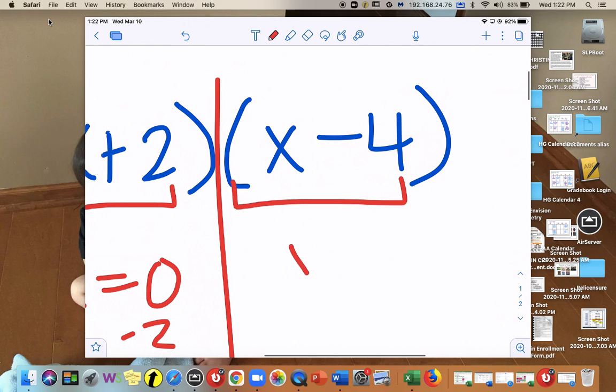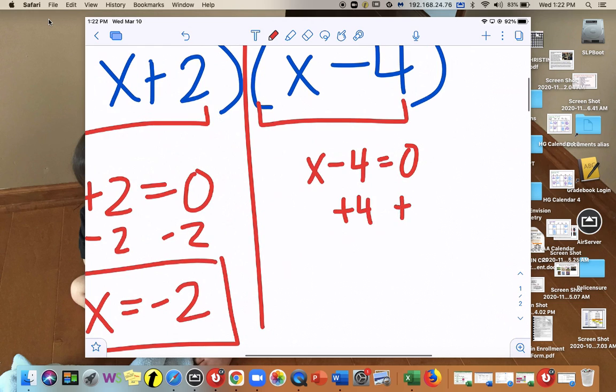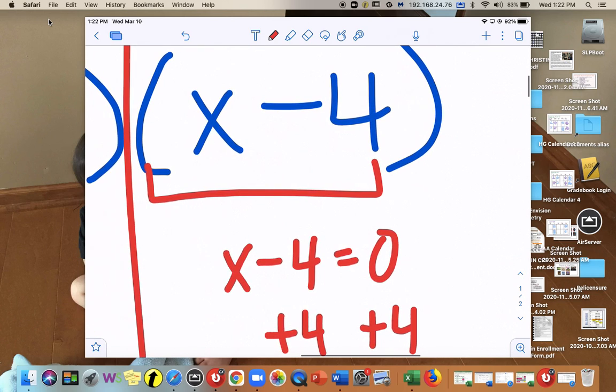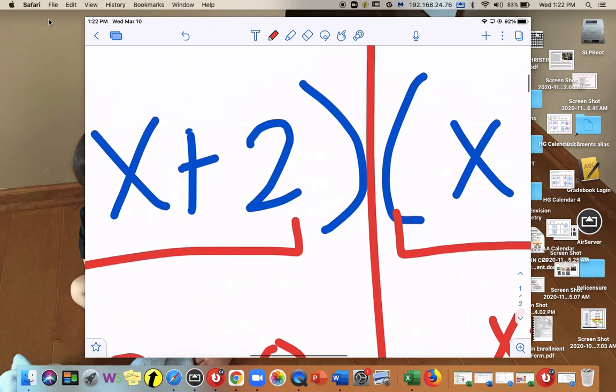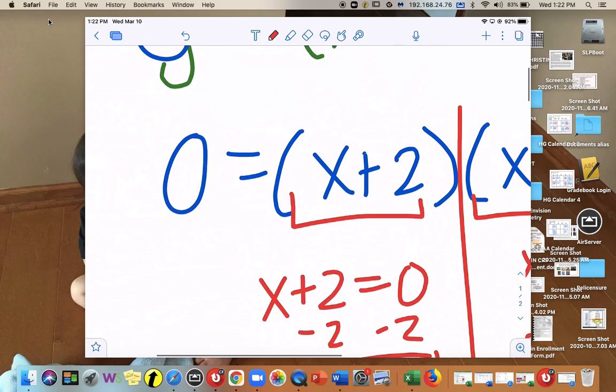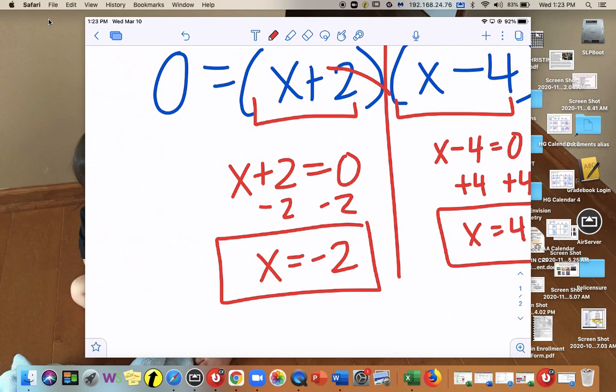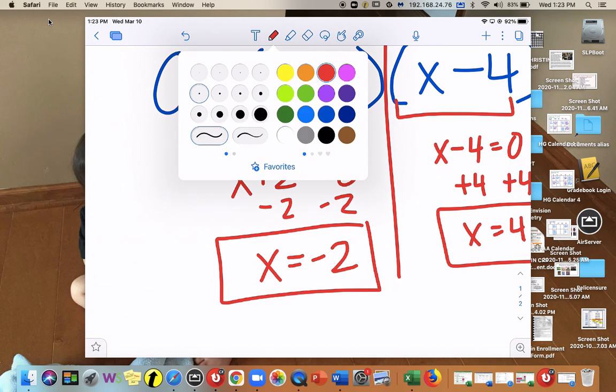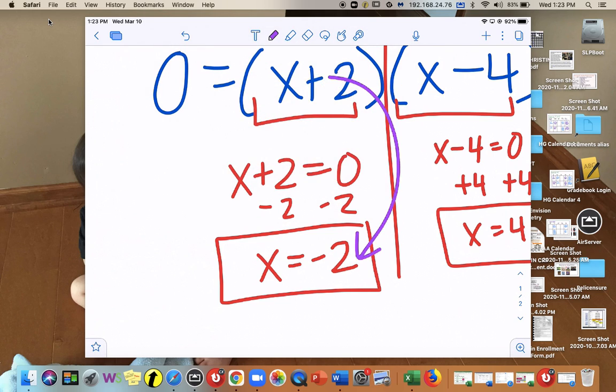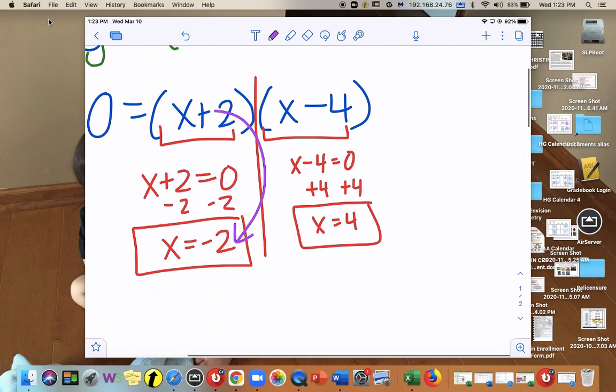Well, what makes this factor equal 0? To get rid of a minus 4, we'll add 4. And so we would say, well, if x is 4, 4 minus 4 is 0, and 0 times whatever this number might be is also 0. And so if you look at our answers here, notice they're the opposite of what we have in the parentheses. So negative 2 makes a positive 2, 0, and a positive 4 makes a negative 4, 0.